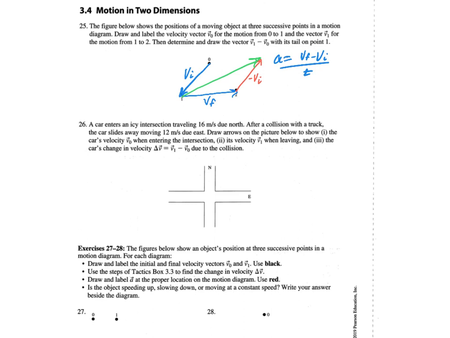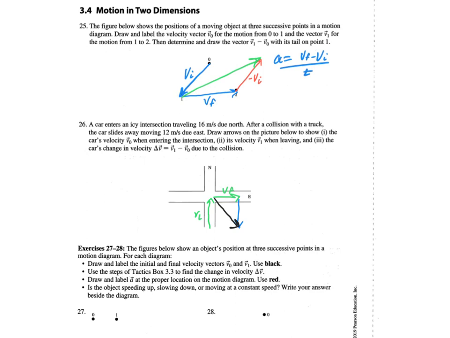This one is just the same thing. You go up. We did this one in class, sort of. And then you go over. So this is VI. This is VF. If I were to subtract VF, I would come down like that. And my new vector would be from the start to the finish.